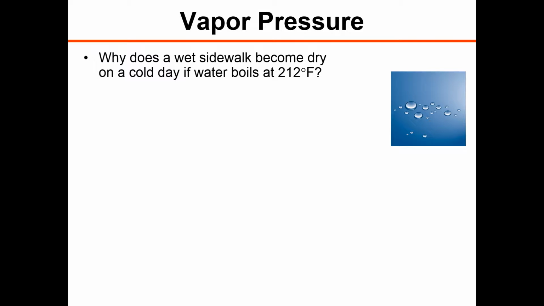Why does a wet sidewalk become dry on a cold day if water boils at 212 degrees Fahrenheit? So why does it become dry? And what happens is you have vapor, that is molecules, at a vapor pressure. It's not going to boil, but it's going to be a fraction of it. When it boils, the vapor pressure is going to be equal to 760 millimeters of mercury. But if it's less than that, you're still going to have, let's say, 50 millimeters of mercury vapor pressure. So that vapor is still coming off, but it's just not boiling the liquid.